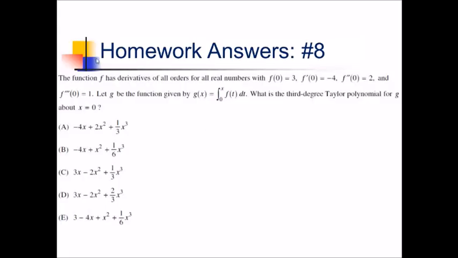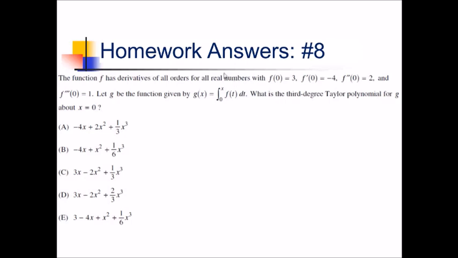On this problem, I have this function f with derivatives of all orders, and we have some information about the value of f and its first 3 derivatives at 0. Then they're telling us the g function is given by the integral from 0 to x of f of t dt. Based off of this, we want the third degree Taylor polynomial for g at x equals 0. So essentially looking for a Maclaurin series for our g function.